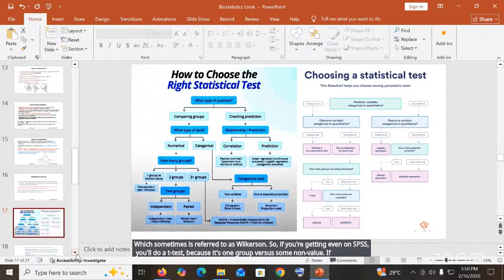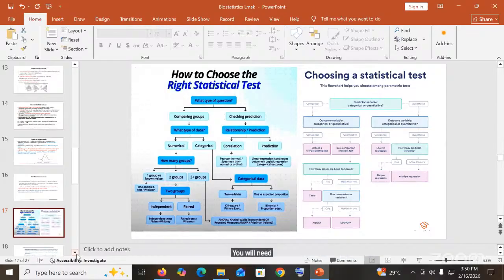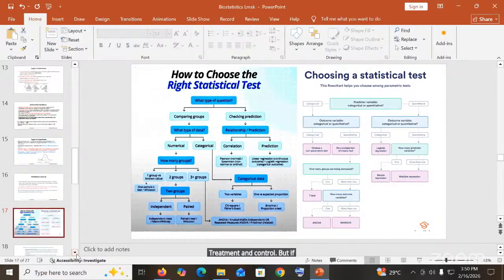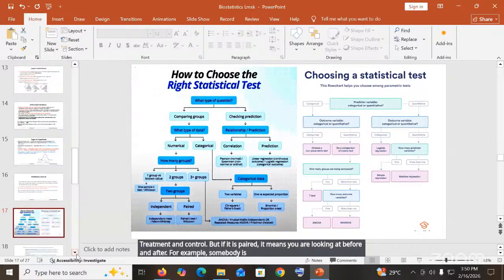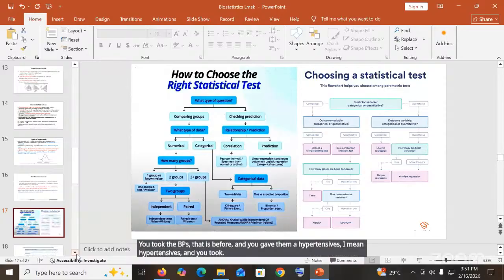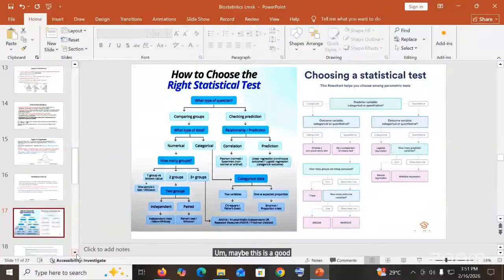If there are two groups, you will need to understand: is it independent or paired? By independent, I mean, for example, you're looking at treatment and control. Those are independent. They do not relate. But if it is paired, it means you are looking at before and after. For example, somebody is given antihypertensives. You took their BPs, that is before, and you gave them antihypertensives, and you took again. Maybe this is a good research that somebody can venture into.